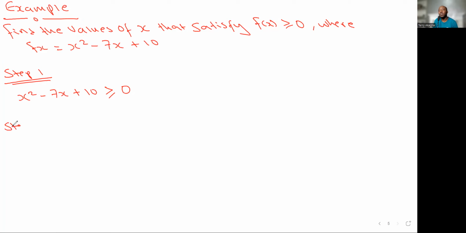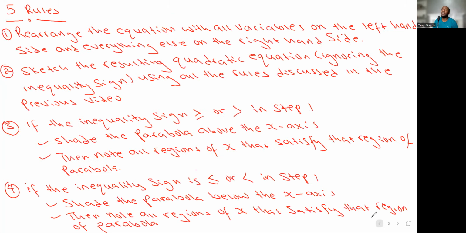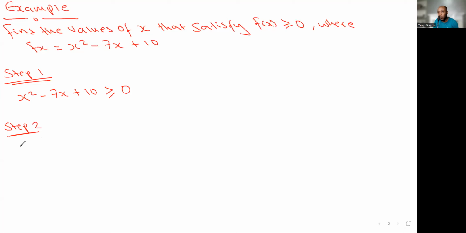Step 2 is that we're told now to sketch the resulting quadratic equation, ignoring the inequality sign. So what I'm saying is that assuming this was x squared minus 7x plus 10 is equal to 0, how would you have sketched it? The first thing I have to do is find the roots. I've shown you how to find the roots in the previous video.